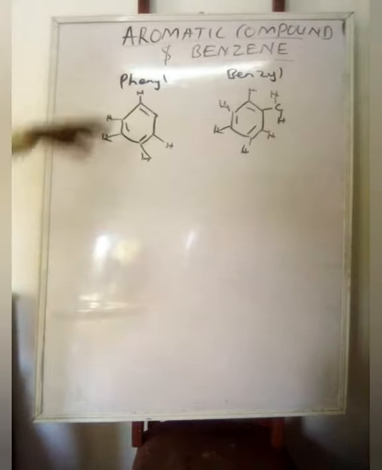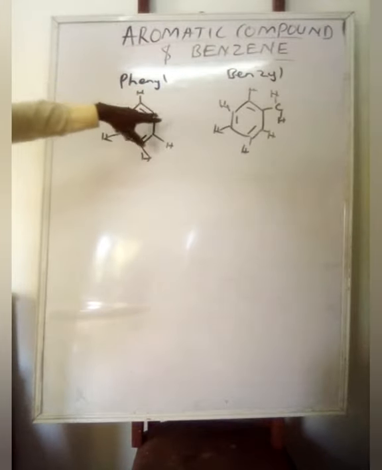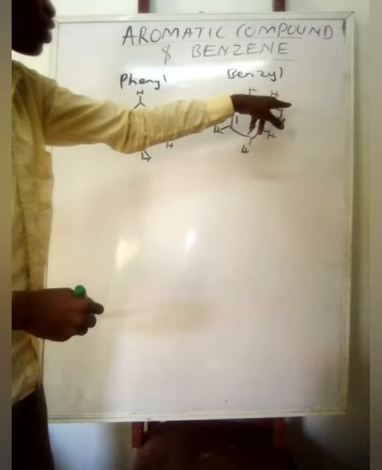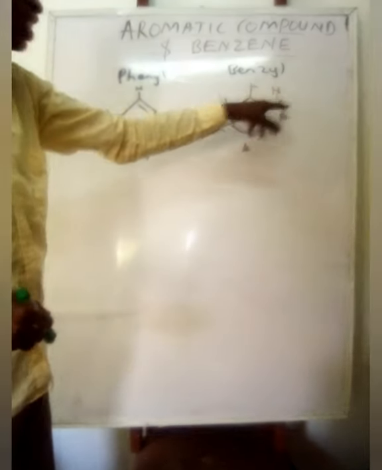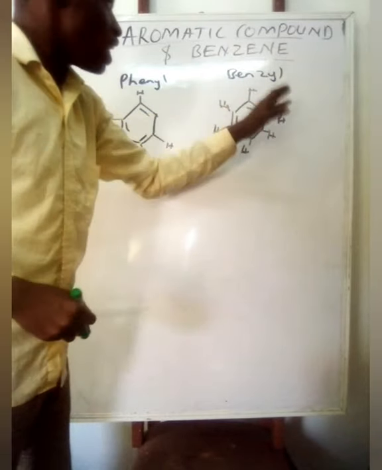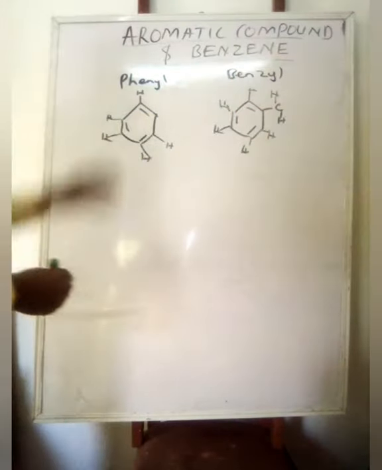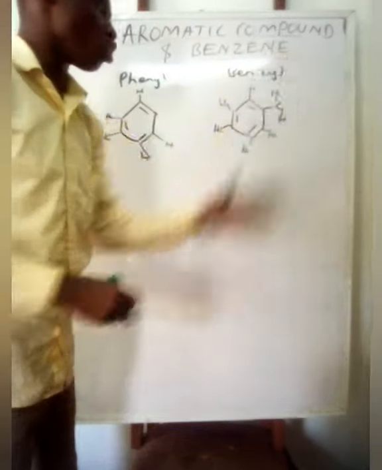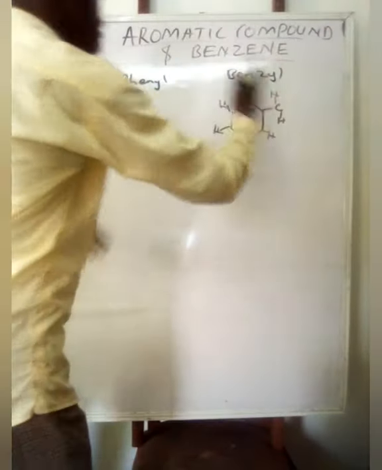H, are you with me? Now this phenyl has lost one hydrogen, and benzyl is a case of a methyl attached to the benzene ring, and that CH3 has lost one hydrogen. That I would call benzyl. So this is the phenyl structure, this is the benzyl structure. This is the difference between phenyl and benzyl.